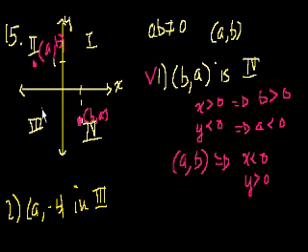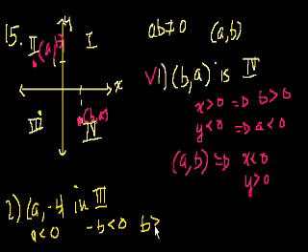If we're in quadrant 3, that means x is less than 0, and A plays the x role. So this tells us that A is less than 0. Quadrant 3 tells us that y is also less than 0, and the y coordinate here is -B. So -B has to be less than 0, which, multiplying or dividing both sides by -1, tells us that B is greater than 0.